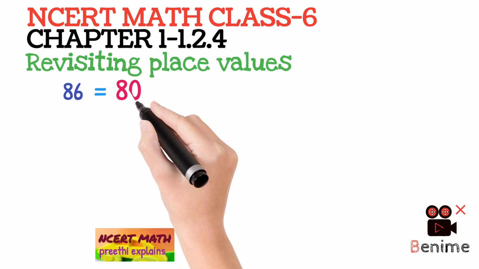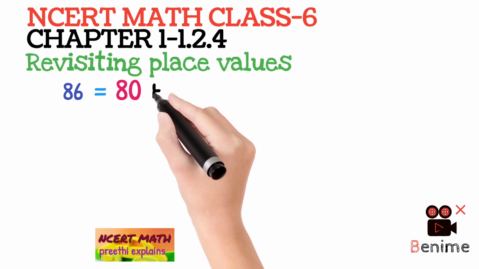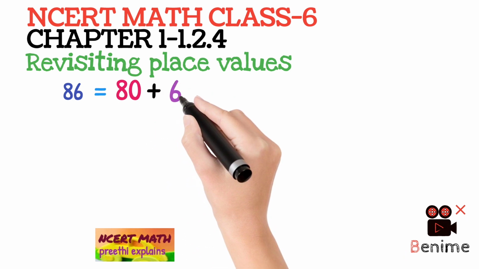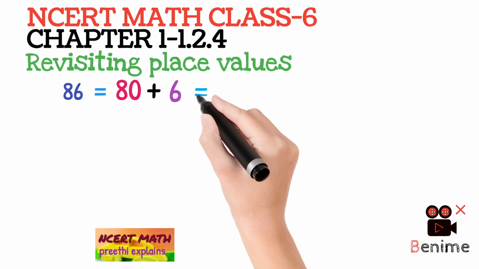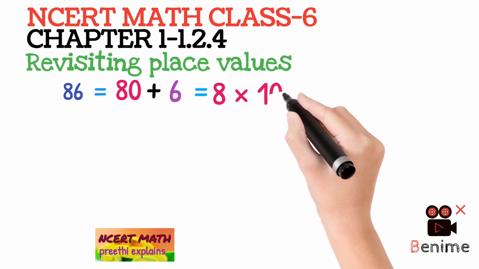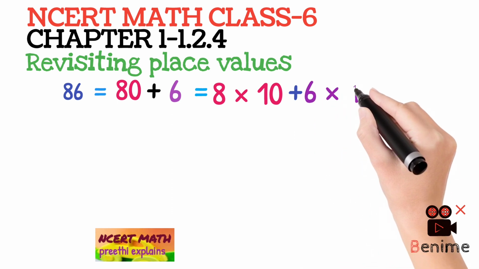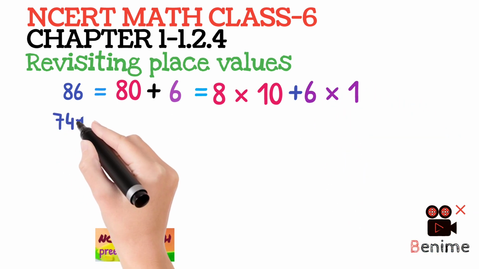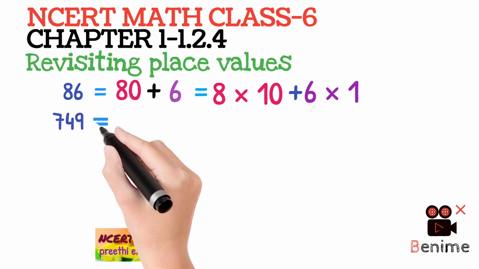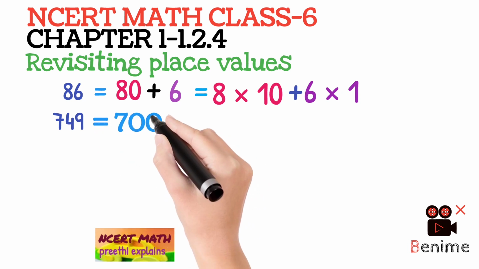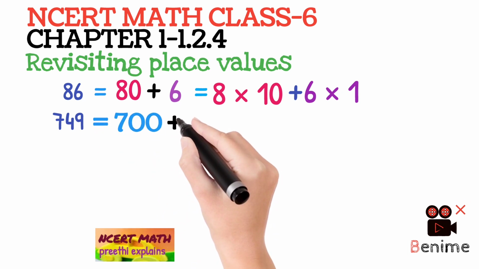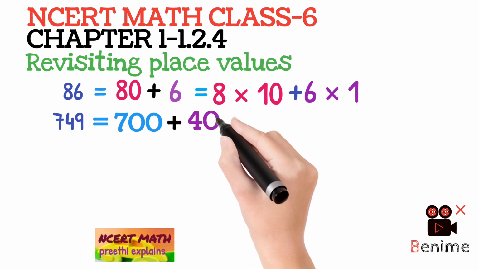In chapter 1, today we are going to see section 1.2.4, revisiting place values. So the first example is 86. It is nothing but expanding the number. 86 can be expanded as 80 plus 6 is equal to 86, that is 8 into 10 plus 6 into 1. 6 is in the 1's place and 8 is in the 10's place.